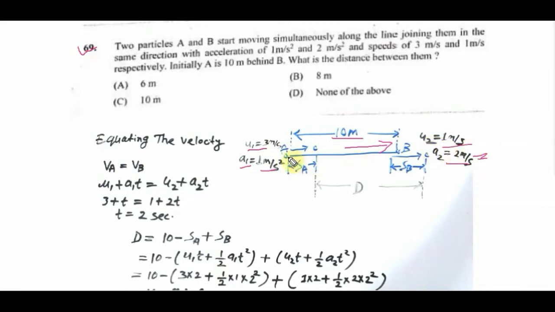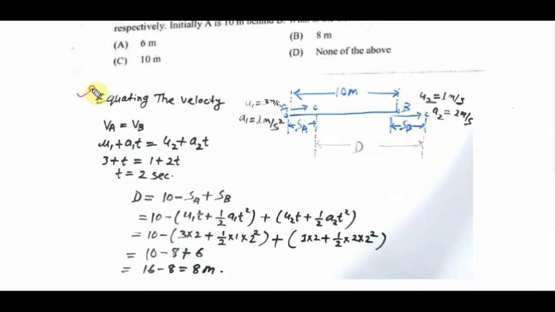Now let us assume A moves this distance, SA, and B moves this distance, SB. Now we have to find the distance between A and B. So A is here and B is now here. So the distance is this distance. This is D distance. So we have to find this D distance.